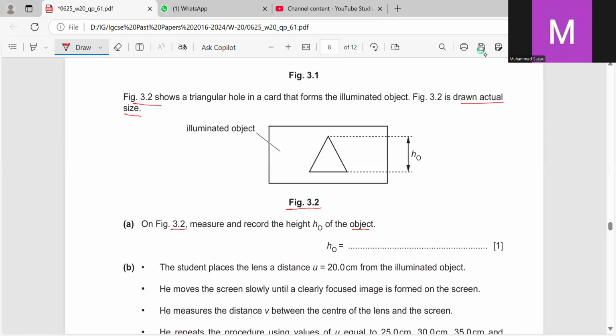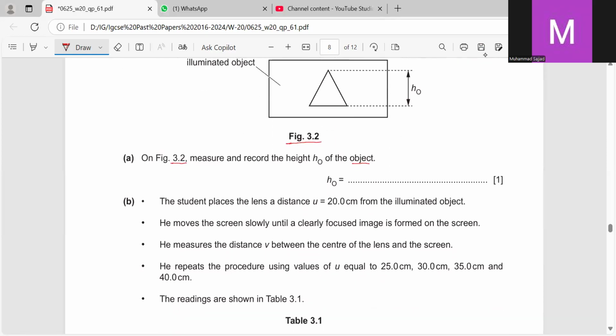This length can be in centimeters or it can be in millimeters. How do we get the idea whether it is in millimeters or in centimeters? Just by reading the theory given in different places. Here, the values for u are given in centimeters. Similarly, if we move down, you can check when he is repeating this experiment to plot a graph, the other values are also given in centimeters. So it means we need to take this height also in centimeters.